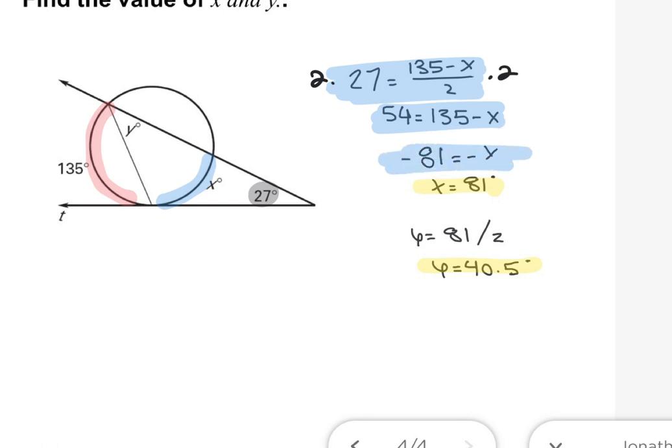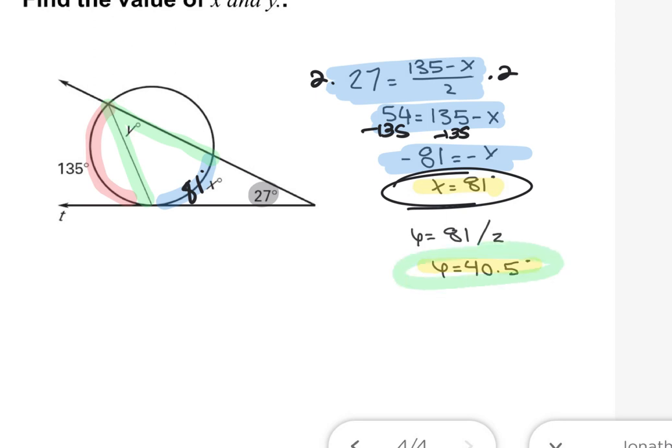Subtract the 135, and I get negative 81 equals negative x. So then x equals 81. So now I know that arc. And then y is an inscribed angle because its vertex is on the circle. So it equals half the arc it intercepts. Y would equal 81 over 2, which is 40.5.